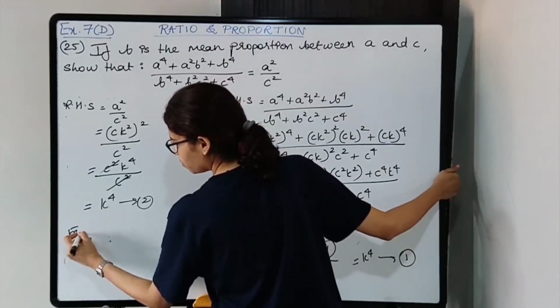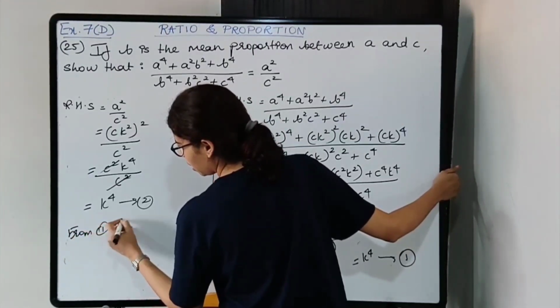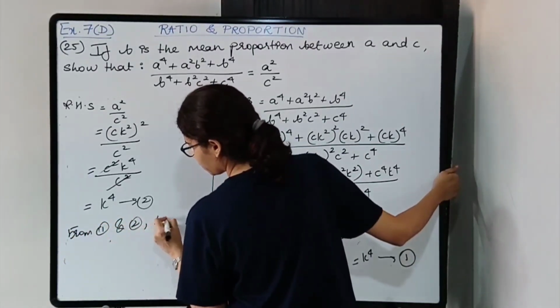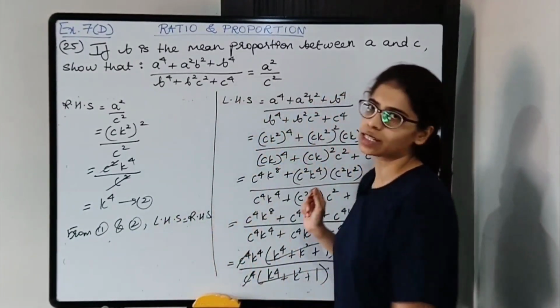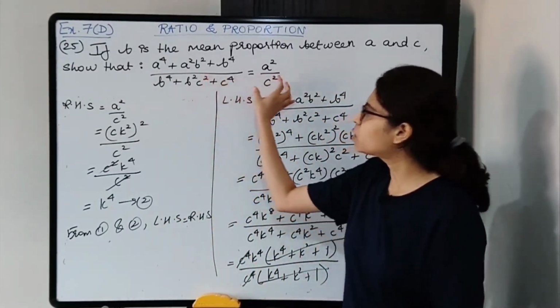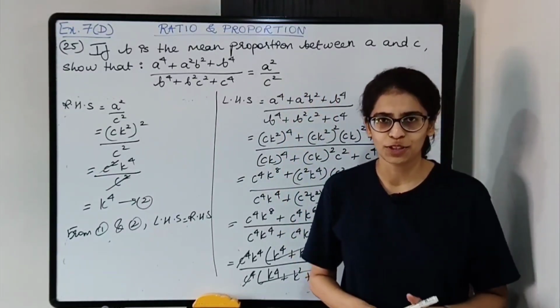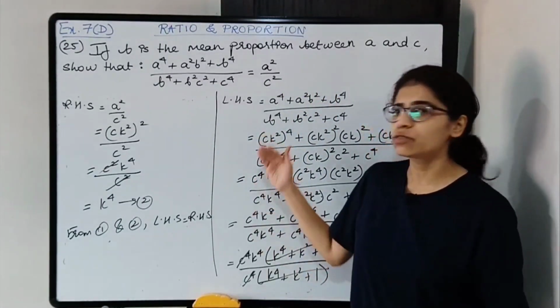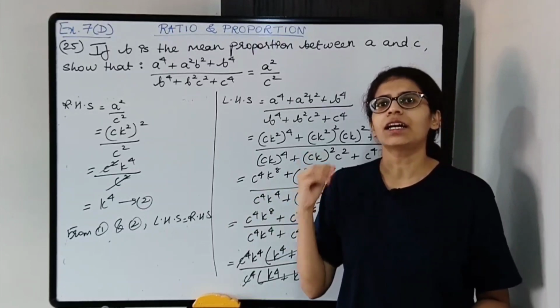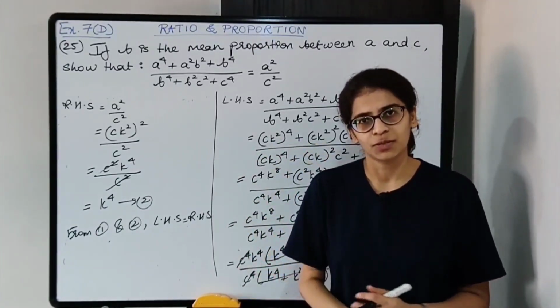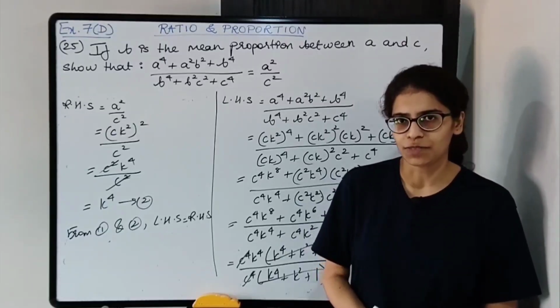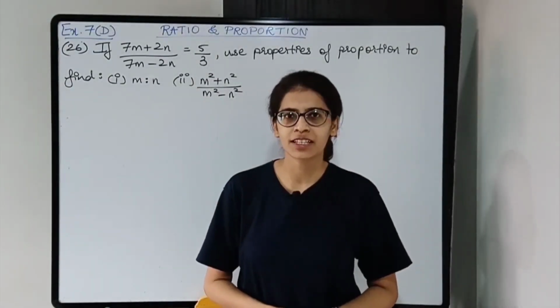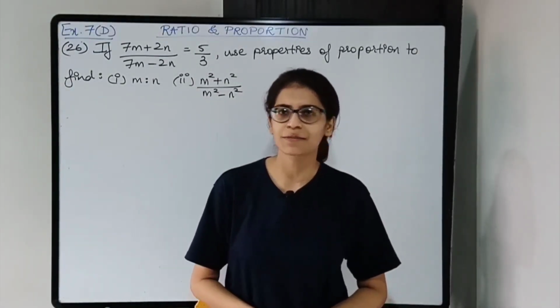So from 1 and 2, LHS is equal to RHS. Then you write down the entire LHS, entire RHS, therefore this is equal to this, hence proved. Okay, so over here the k method was lengthy. Instead I will suggest using the first method, where square of the mean is equal to product of the extremes. Let's read the next question, question number 26.